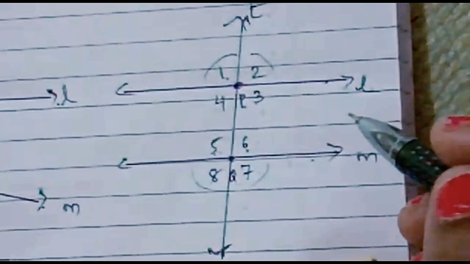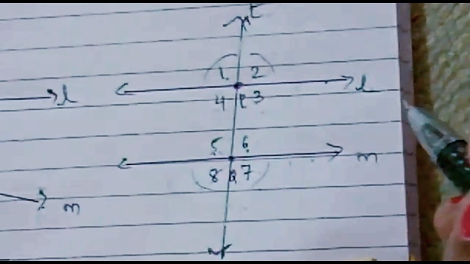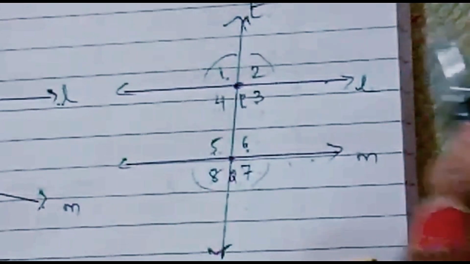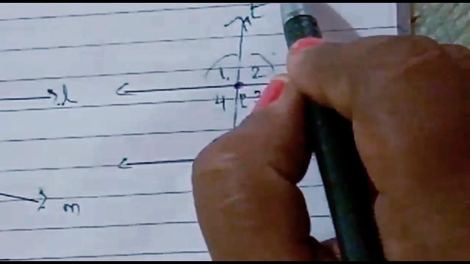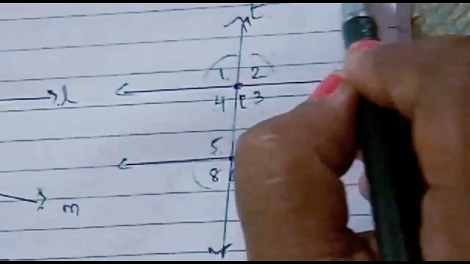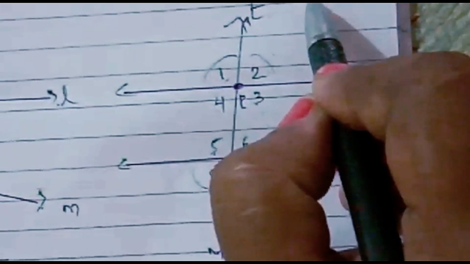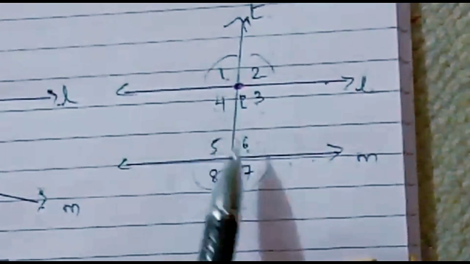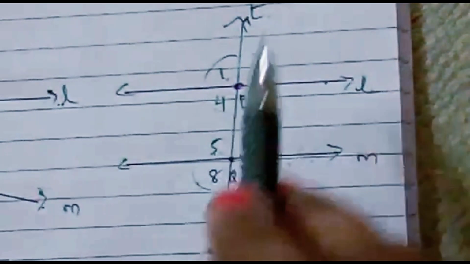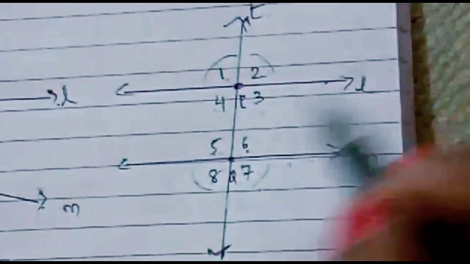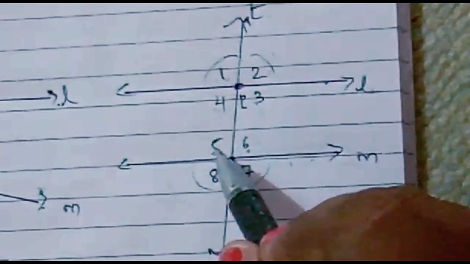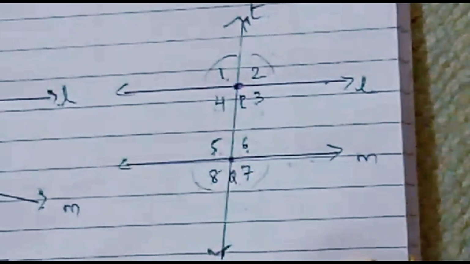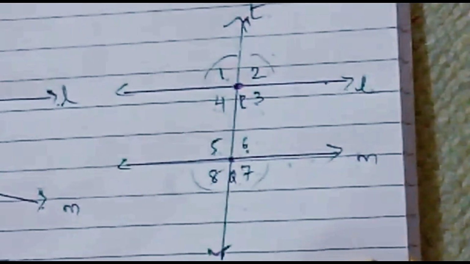Same way, let us learn about alternate interior angles. So for alternate interior angles, we will remember this kind of Z shape. So one on left, one on right. So we have angle 4 and angle 6 are alternate interior angles. Angle 3 and angle 5 are also alternate interior angles. So this shows that there are 2 pairs of alternate interior angles.